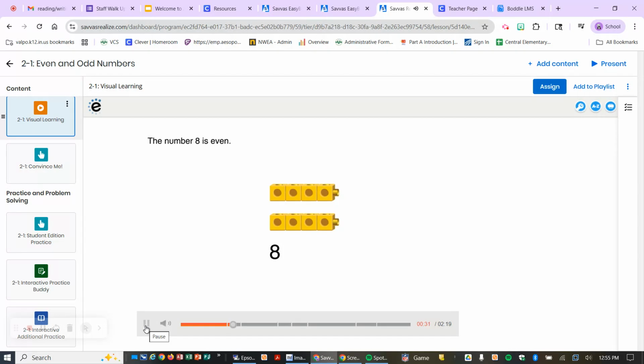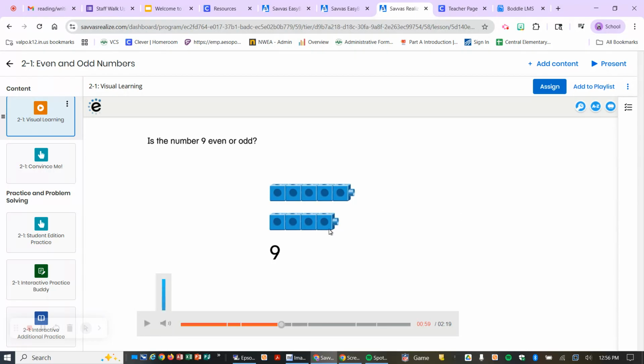The number 8 is even. How do you know the number 8 is even? The number 8 is even because you can separate the train of 8 cubes into two equal parts of 4 cubes each. A number is odd when it cannot be shown as two equal parts. Is the number 9 even or odd?